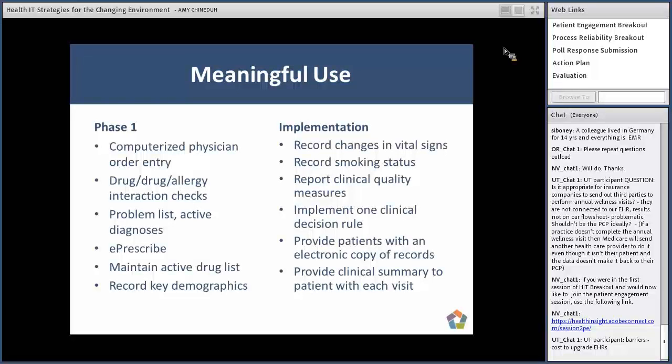The implementation involves multiple people within the office, most notably front office and medical assisting staff, or for you folks in the hospital and home health care, your nurses. But getting them to record all this stuff electronically, whether it's vital signs, smoking status, clinical quality measures, or you have to institute one clinical decision rule where you're going to change the way you practice based on evidence-based medicine.